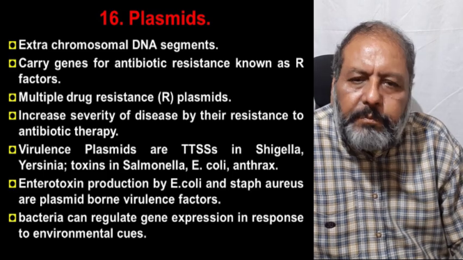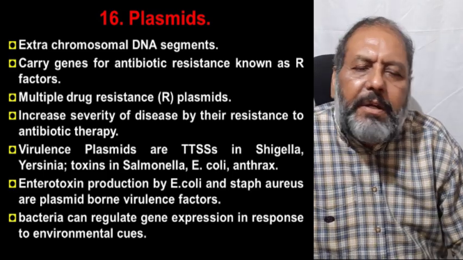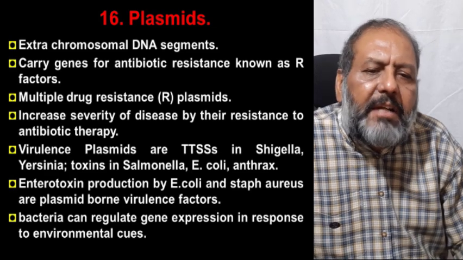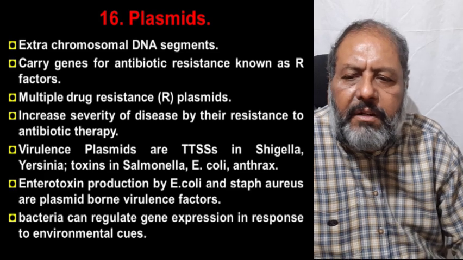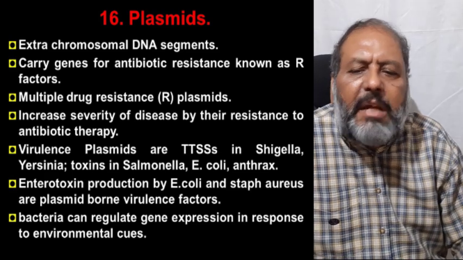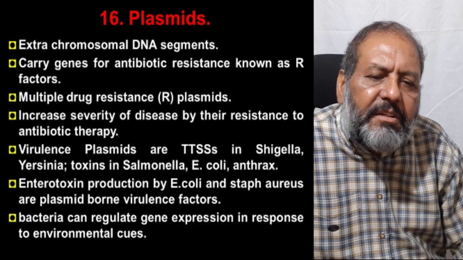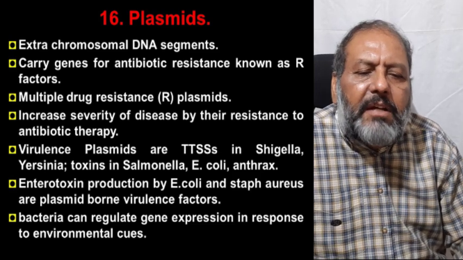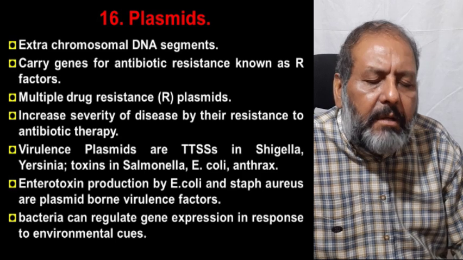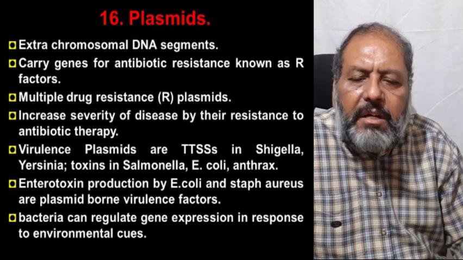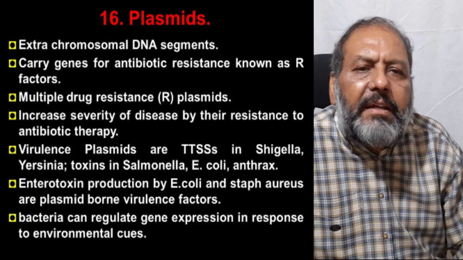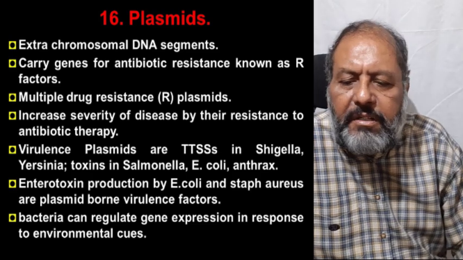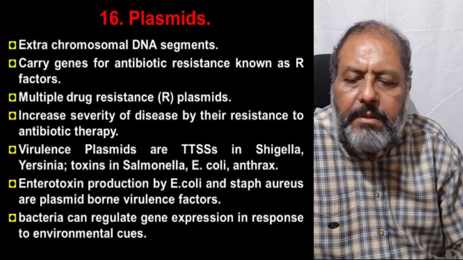Now, the 16th parameter is plasmid. It is extrachromosomal DNA segments that carry genes for antibiotic resistance, known as the R factor. Multiple drug resistance plasmids increase the severity of the disease by their resistance to antibiotic therapy. Virulence plasmids include TTSS in Shigella, Yersinia, toxin in Salmonella, E. coli, and anthrax. Enterotoxin production by E. coli and Staph aureus are plasmid-borne virulence factors.